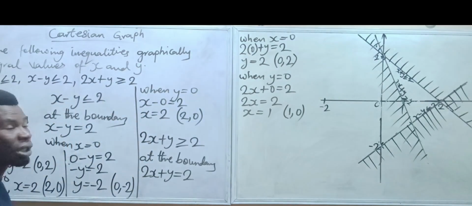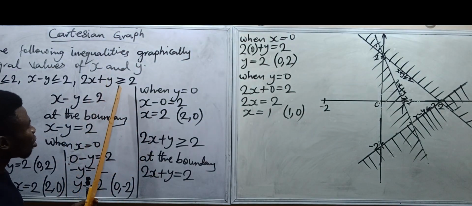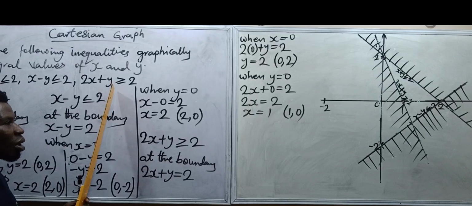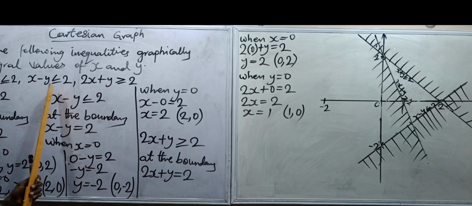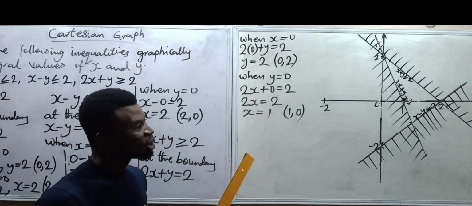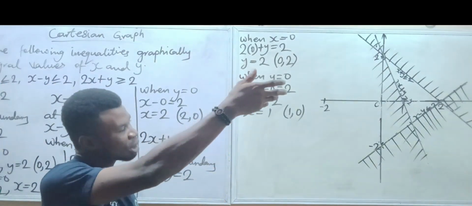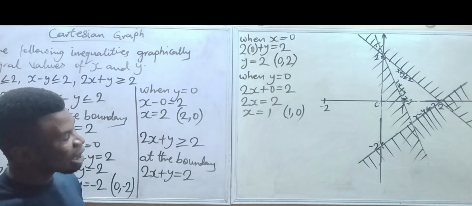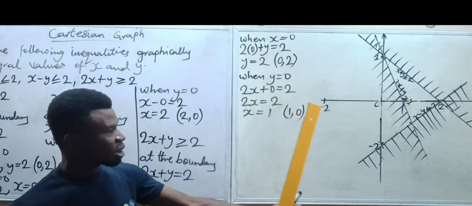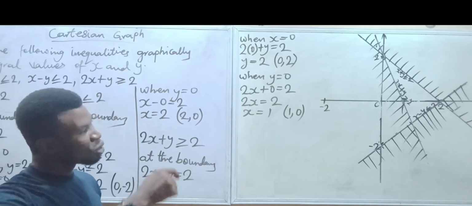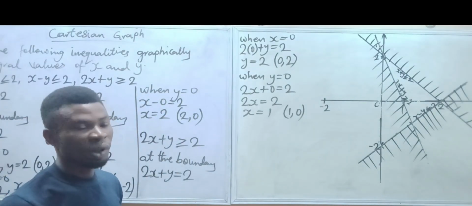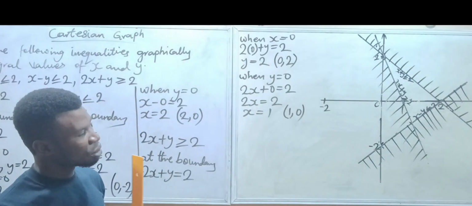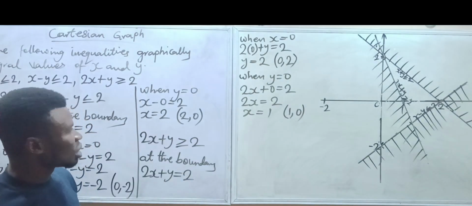Had it been we have something like greater than, which is not greater than or equal to, and this one is also less than, which is not less than or equal to, and if you have less than here, and greater than here, those lines will be dotted lines. Those lines we use to join the 2 points will be dotted lines. But since it is less than or equal to, it means that those points are included. So we use thick lines to draw the lines instead of dotted lines.